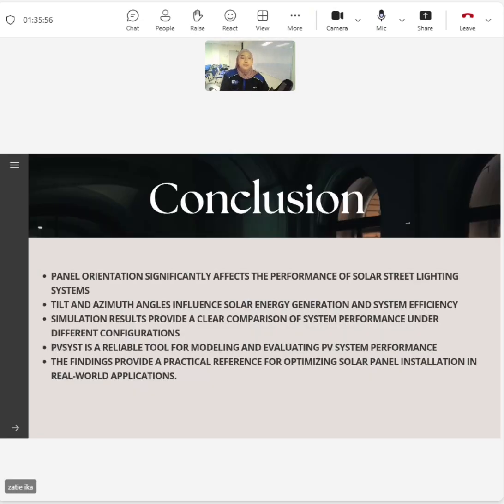In conclusion, panel orientation has big impact on solar street lighting performance. Both tilt and azimuth angle affect energy generation and system efficiency. The simulation result helps to clearly compare different configuration. PVsyst also proved to be a reliable tool for PV system analysis. Overall, this project provides a practical reference for optimizing solar panel installation in real world.